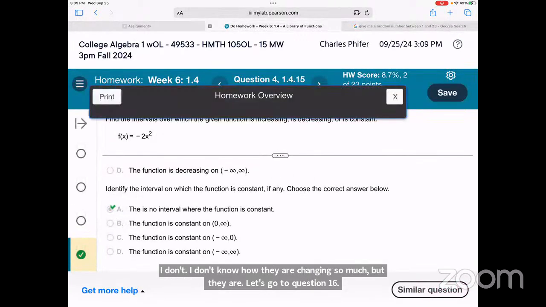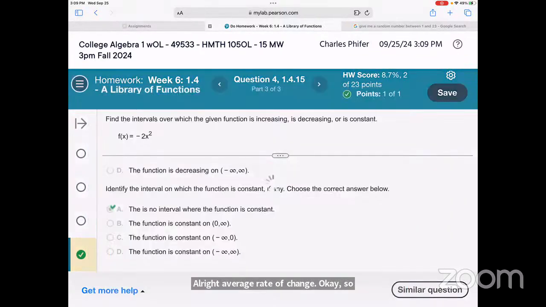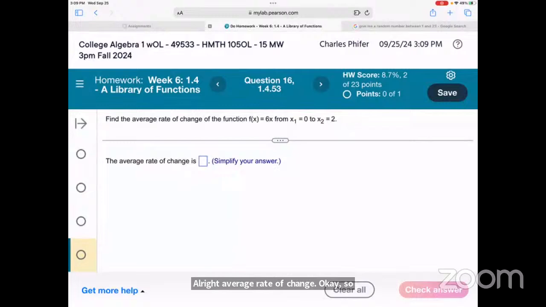All right, average rate of change. Okay, so for the average rate of change, for our purposes, it's just the slope between 2 points, right? So we're just going to find the slope that's generated by the given information, the slope between the 2 points from the given information. Okay.